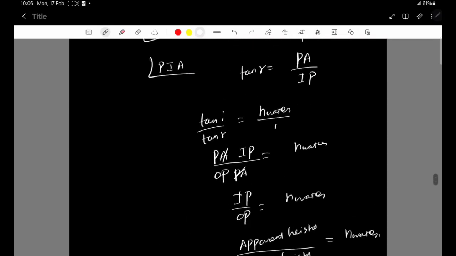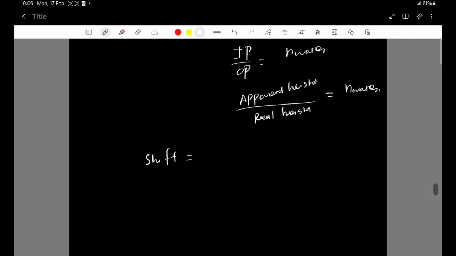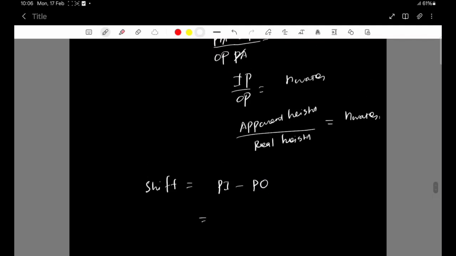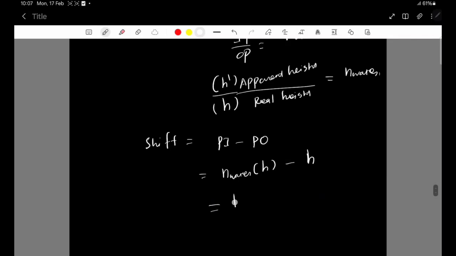So shift is equal to, what's the image height? Image height is PI, object height is OP. So PI minus PO, the difference, is called the shift. I can write PA is the apparent height, right? Apparent height is equal to N water into real height. Let me call this apparent height H dash, real height H. So I can write H dash is equal to N into H minus H. So if I take H as common, I'll have N water minus 1, which is equal to the shift formula.